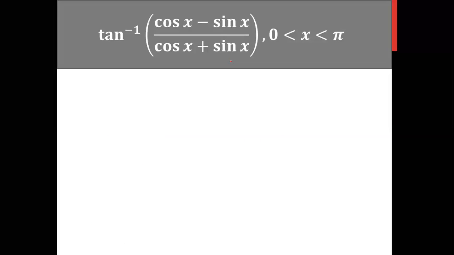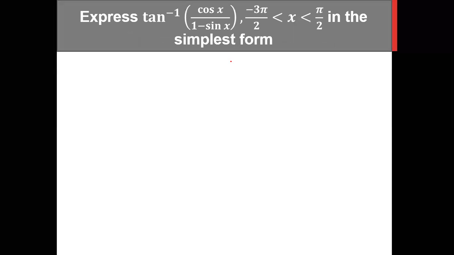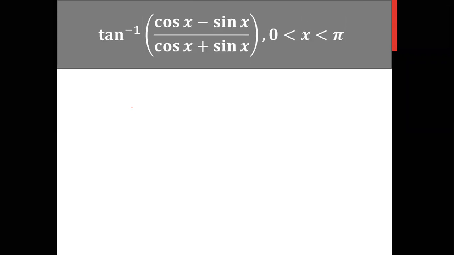So this is your next question. Tan inverse of cos x minus sin x by cos x plus sin x. So how to solve this? I wanted it in the form tan inverse of tan, but the numerator is cos x minus sin x by cos x plus sin x. So how to solve this? Students, can you give me some suggestions?